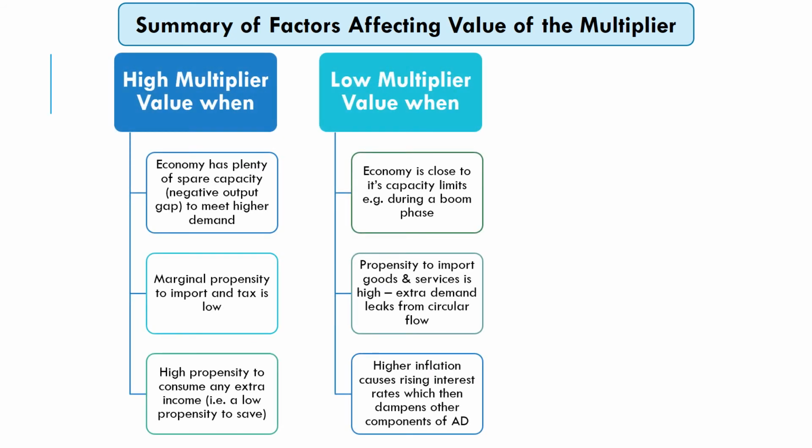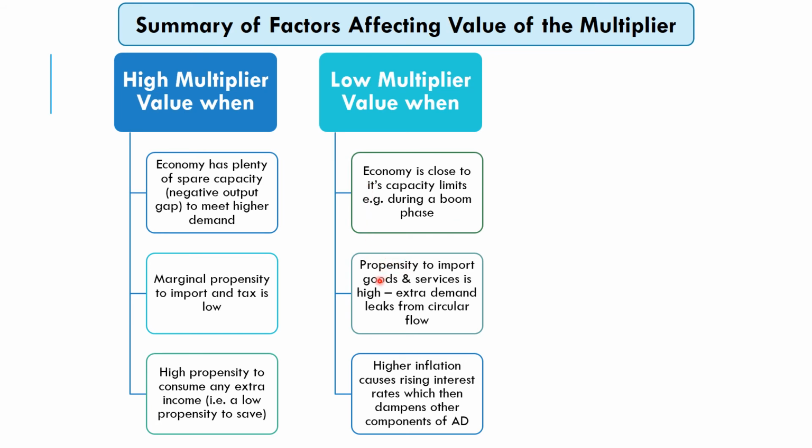What would affect the value of the multiplier? Well, the multiplier is likely to be quite high when the economy has plenty of spare capacity, so they can quickly increase output and produce more. If the propensity to import and pay tax is low, then there's going to be more consumption, so the multiplier value will be higher. If there's a high propensity to consume any extra income, then there is going to be a higher multiplier value. It's going to be a low multiplier value if the economy doesn't have any spare capacity, so output can't be increased even though people perhaps demand it.